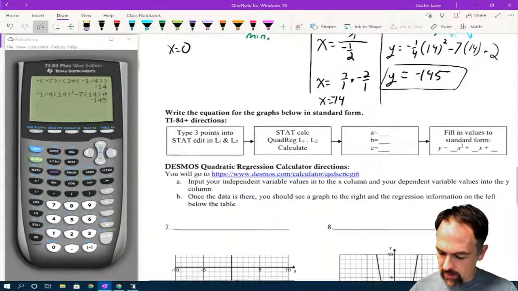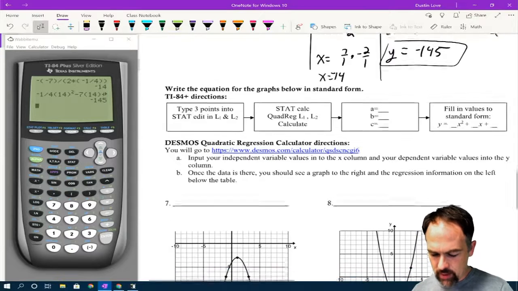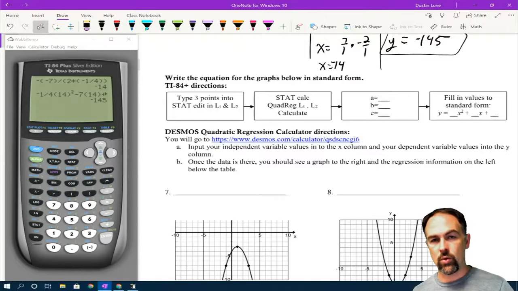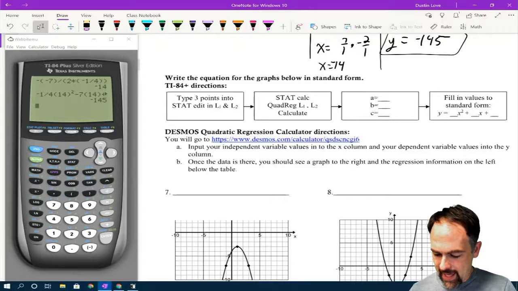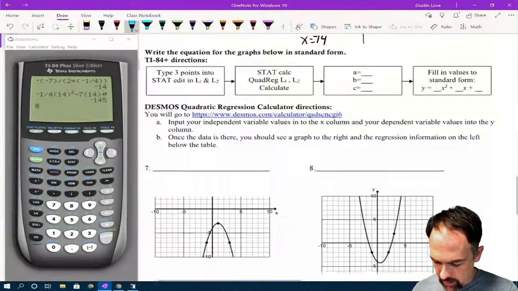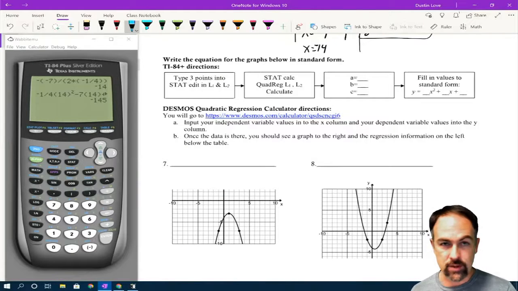Okay, now let's write the equations and graph them in standard form. What we're going to do is use either our TI-83 calculator or the Desmos regression calculator in order to find our A, B, and C values. So what we're going to do is find the location of at least 3 points on the graph.